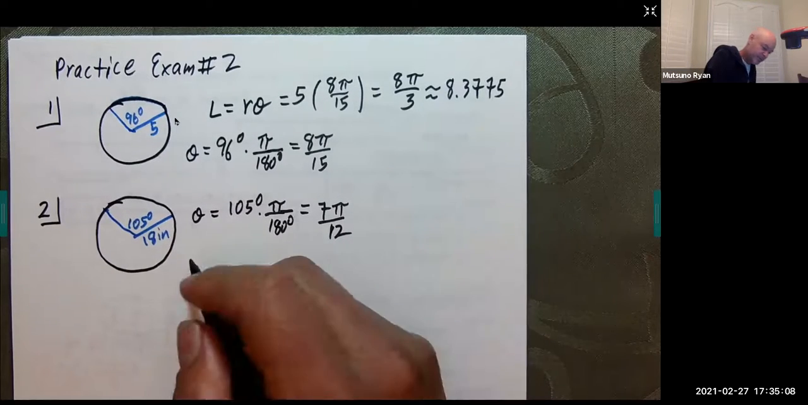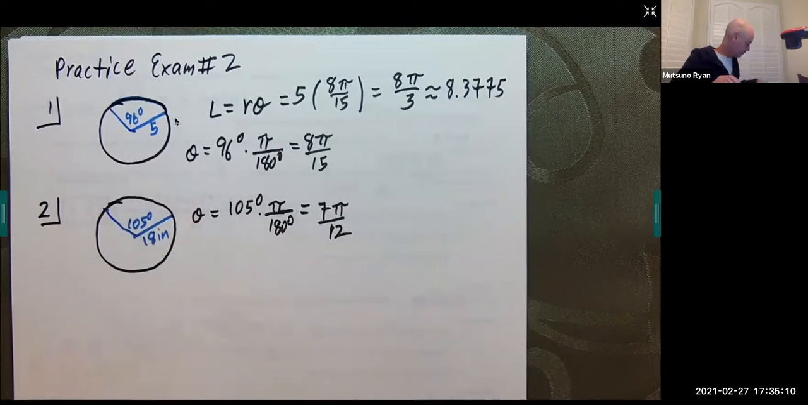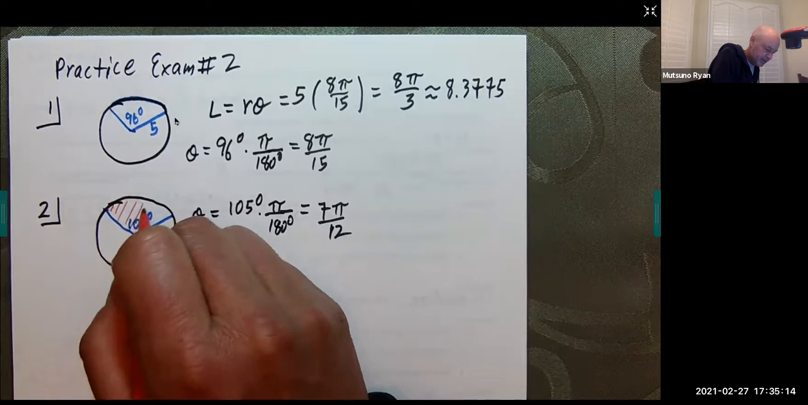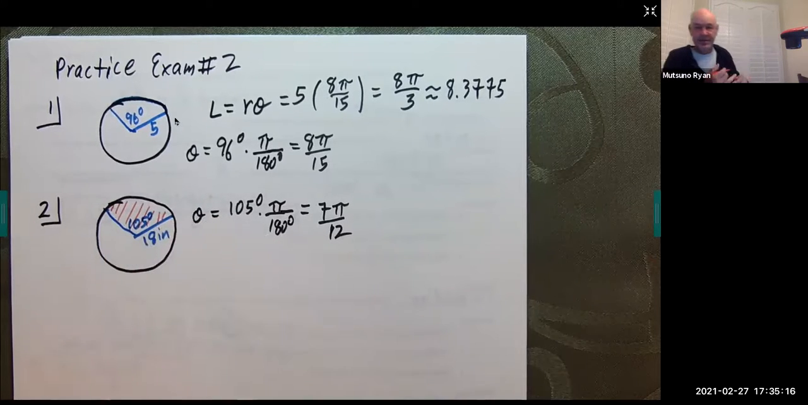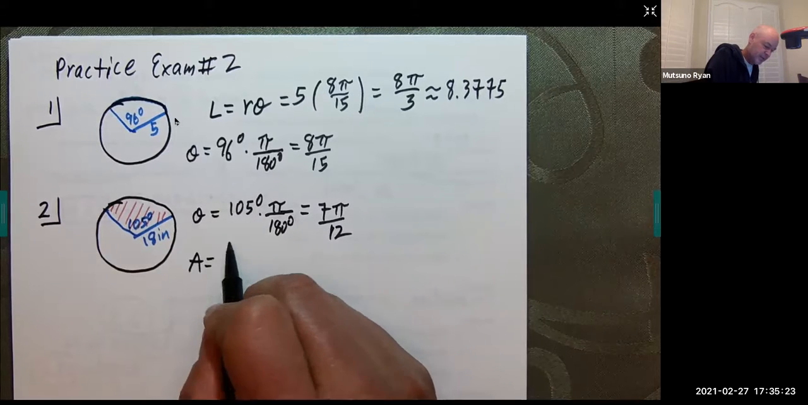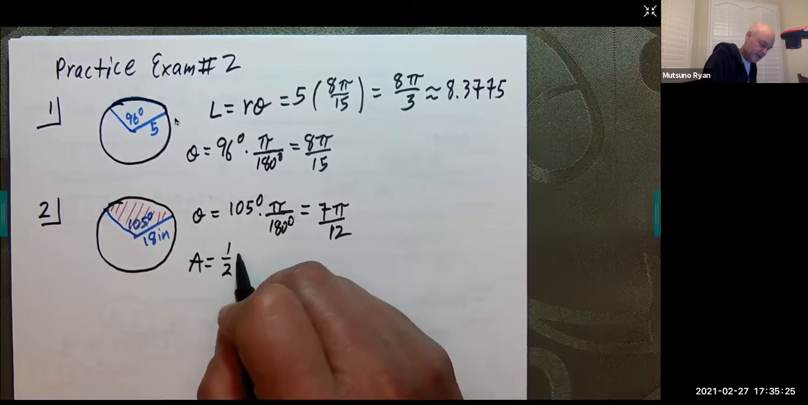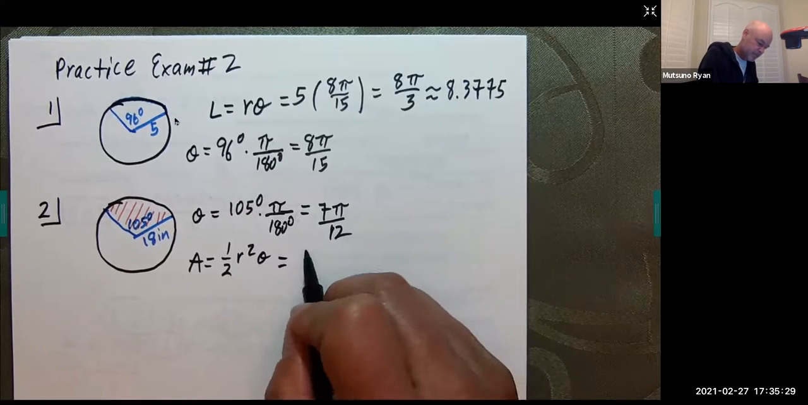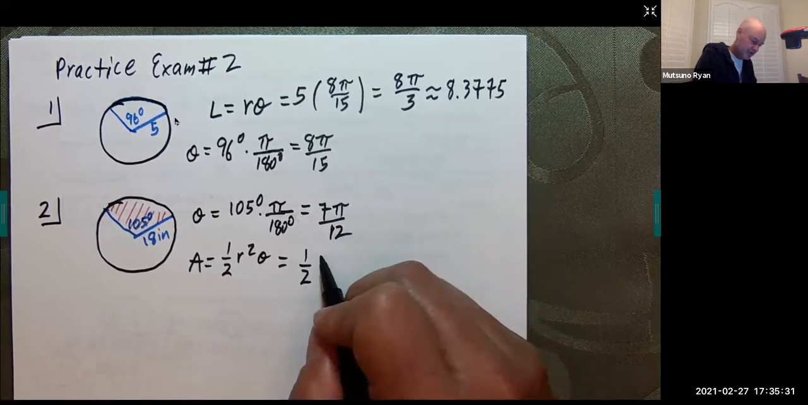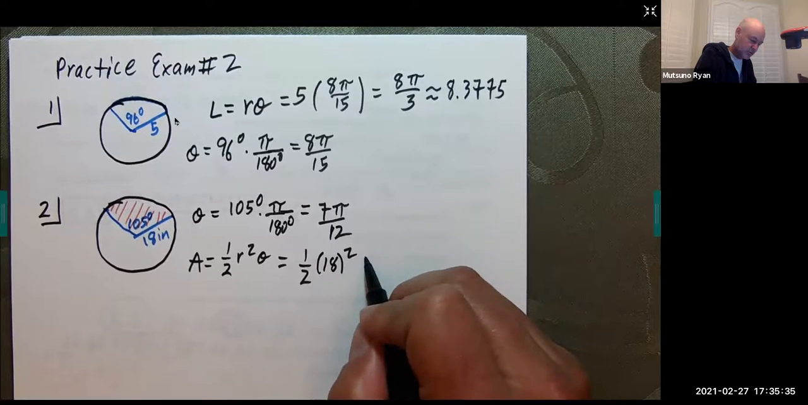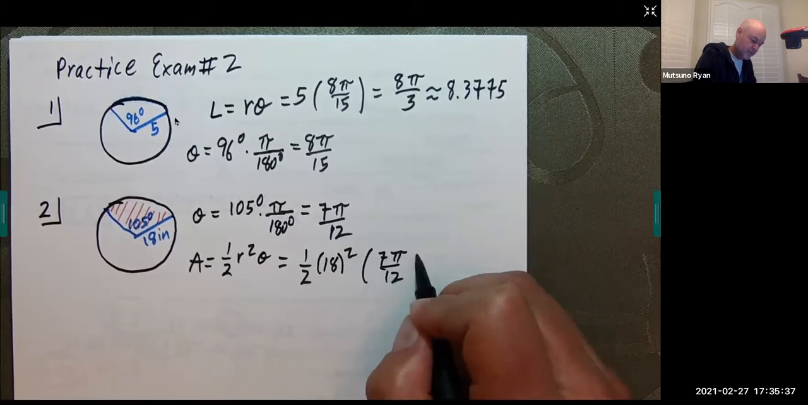All right, our formula for sector area. So we're now looking for this area here in our unit at the end, because our radius is in inches, our final unit will be square inches. So the area of interest is going to be 1/2 r squared theta. This becomes 1/2 r is 18 squared times theta, which is our 7 pi over 12.